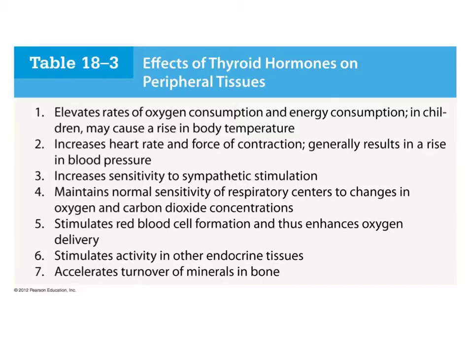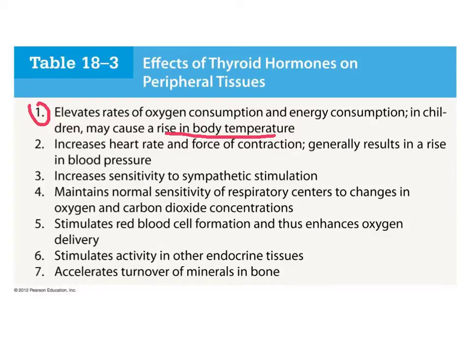Once thyroid hormone is released, it has a number of effects on target cells. Thyroid hormone actually enters its target cells and binds to receptors in the mitochondria, where it increases the production of ATP. Therefore, it maintains the body's metabolic rate, as described here in number 1. Increased metabolism leads to increased heat production.